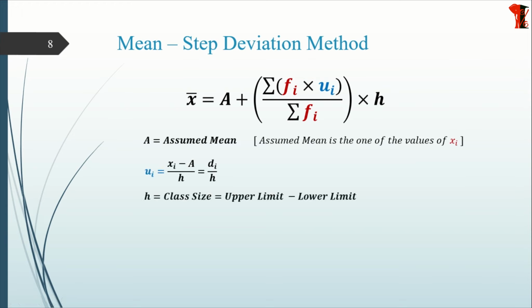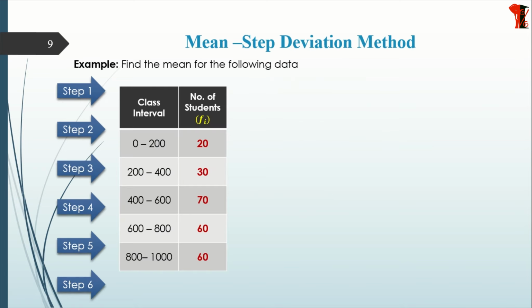So the details are like this: ui is equal to xi minus a by h, which equals di by h. Let us understand this by using an example. This table we are going to use to find the mean by the step deviation method. Here we have a total of 6 steps, and it is one of the easiest ways of finding the mean, even though we have such bigger class intervals as well as bigger frequencies.